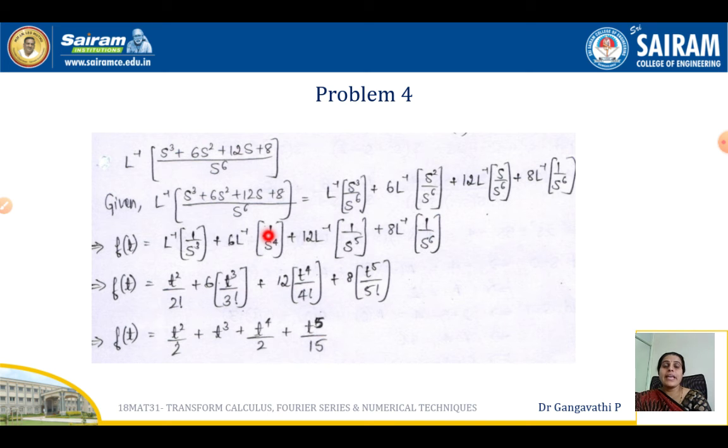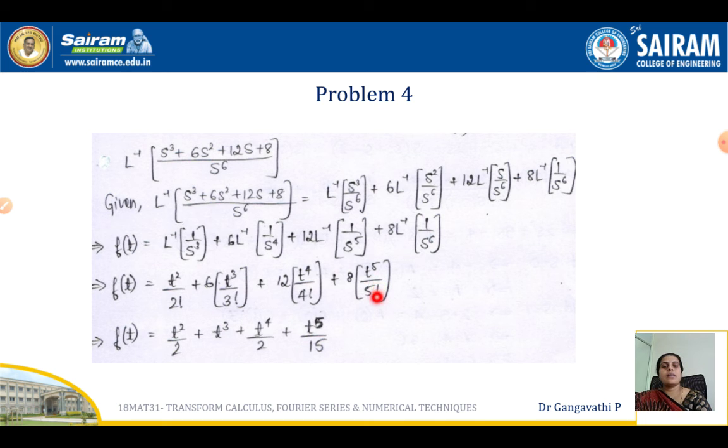n factorial by s to the power of n plus 1 is the formula. So here n plus 1 is 4, therefore n is equal to 3. So 3 factorial is missing. So multiply and divide by 3 factorial, and on applying the L inverse for it we get t cube. And here again 4 factorial is missing. Multiply and divide by 4 factorial, and on operating the L inverse we get t to the power of 4, and this gives you multiply and divide by 5 factorial.